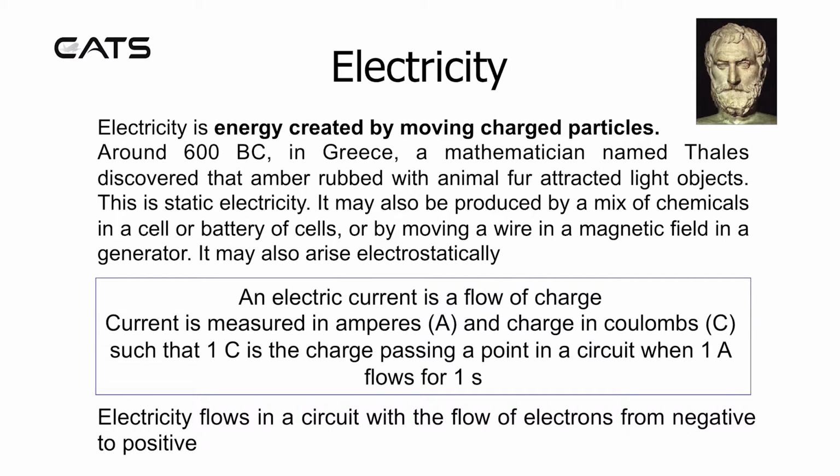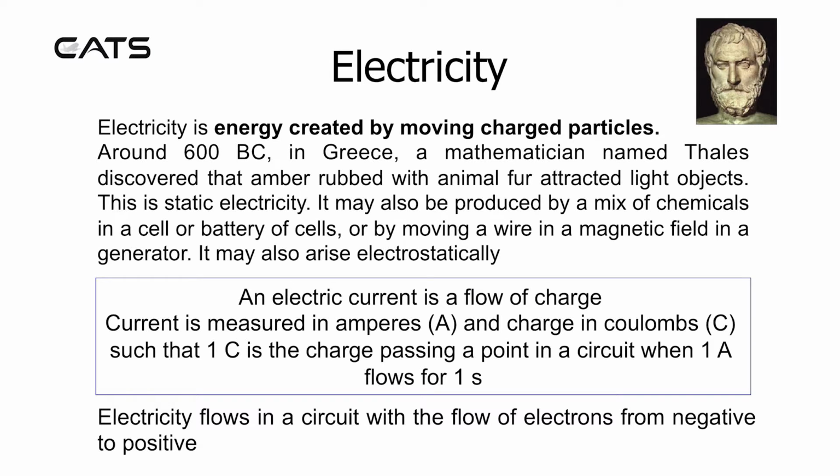Electricity is energy created by moving charged particles. Around 600 years before Christ, in Greece, a mathematician named Thales discovered that amber rubbed with animal fur attracted light objects. This is static electricity. It may also be produced by a mix of chemicals in a cell or battery of cells, or by moving a wire in a magnetic field in a generator. It may also arise electrostatically.